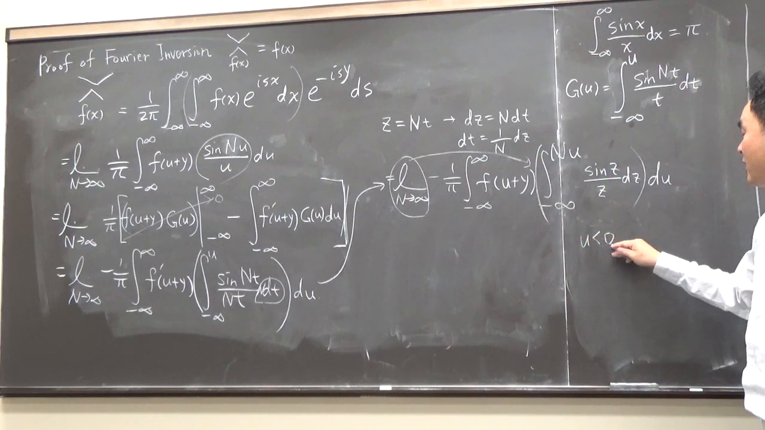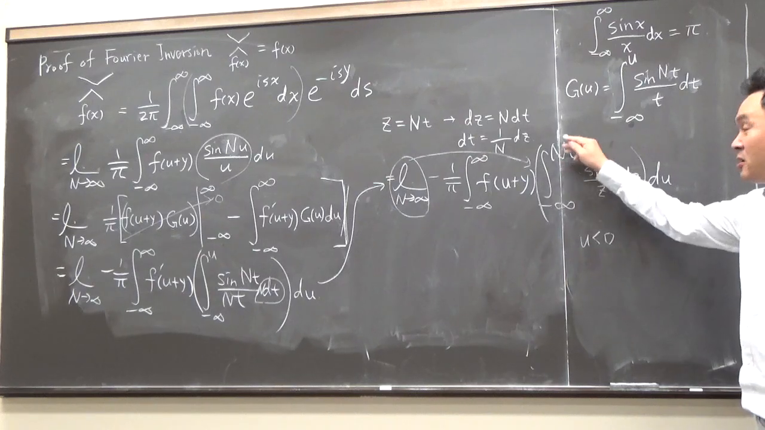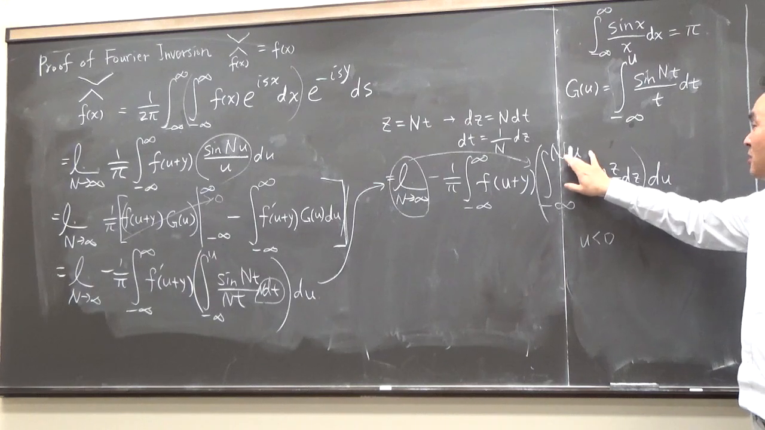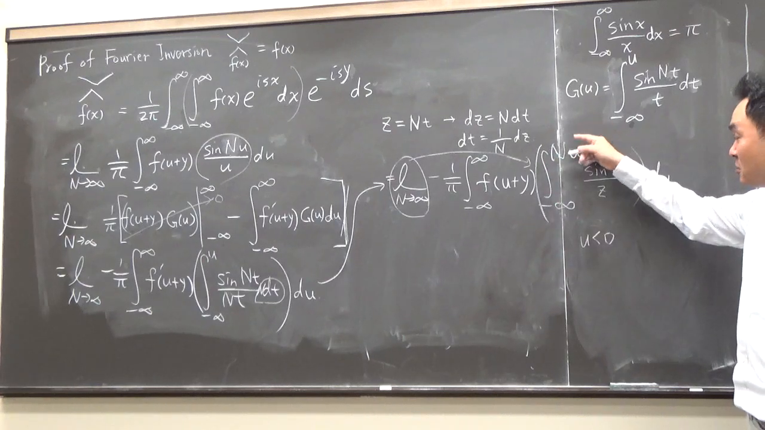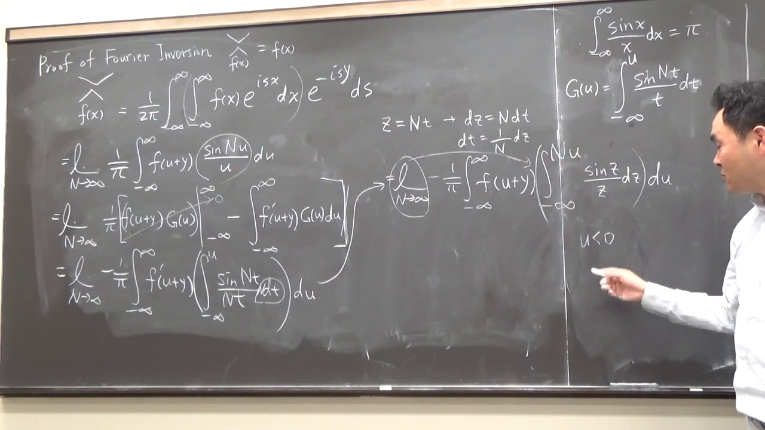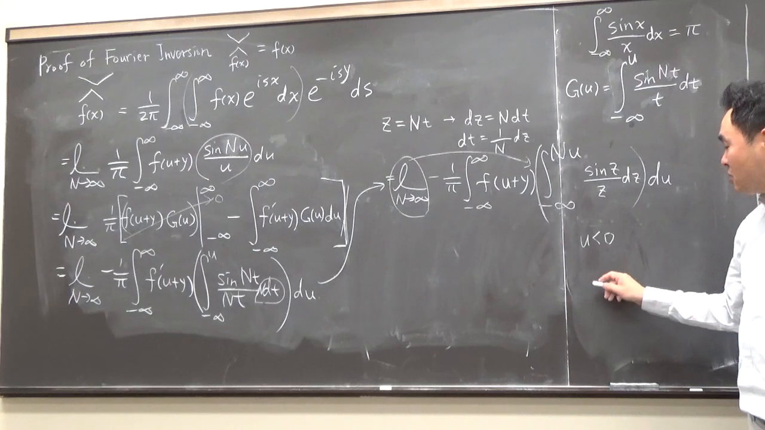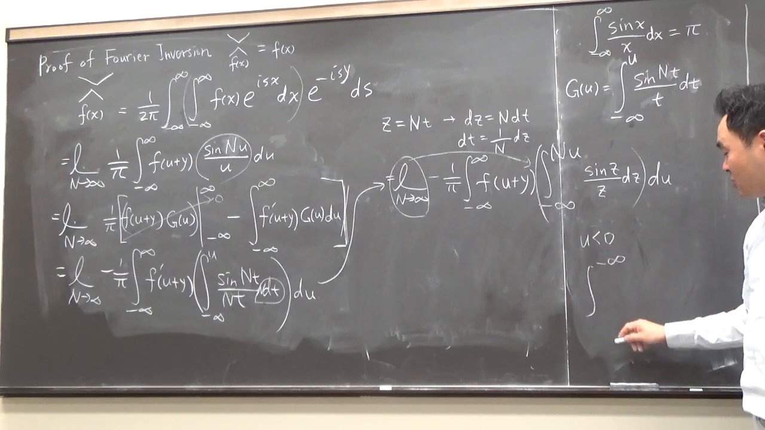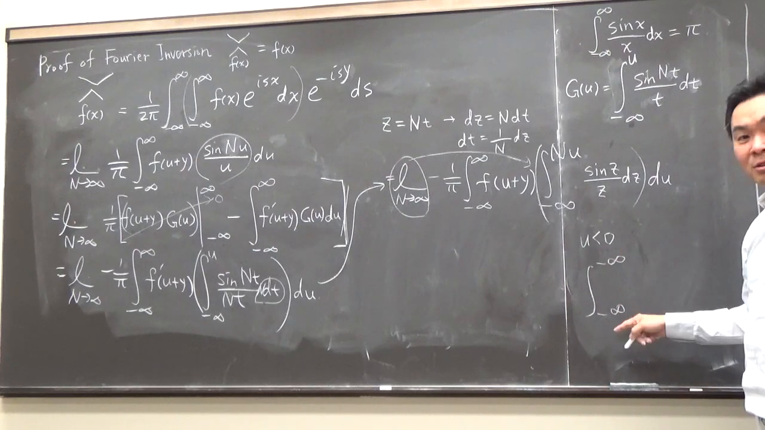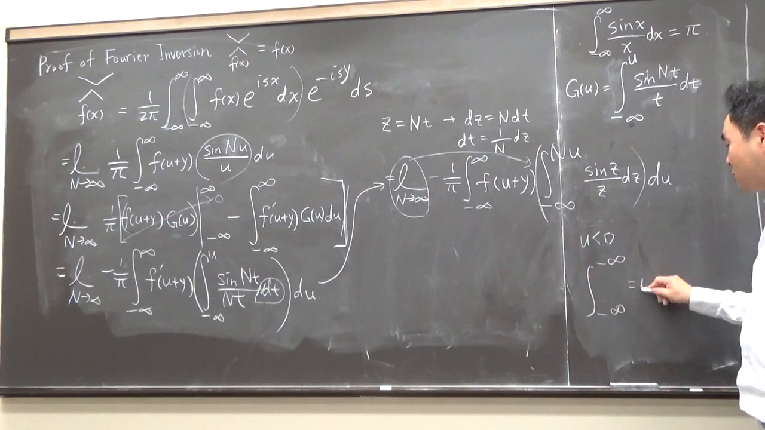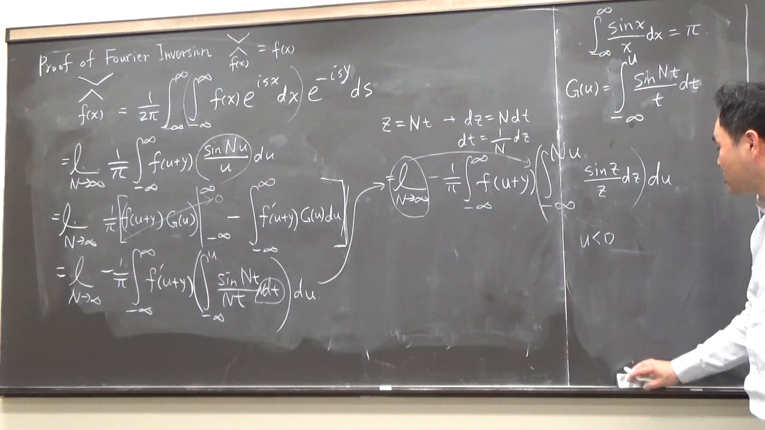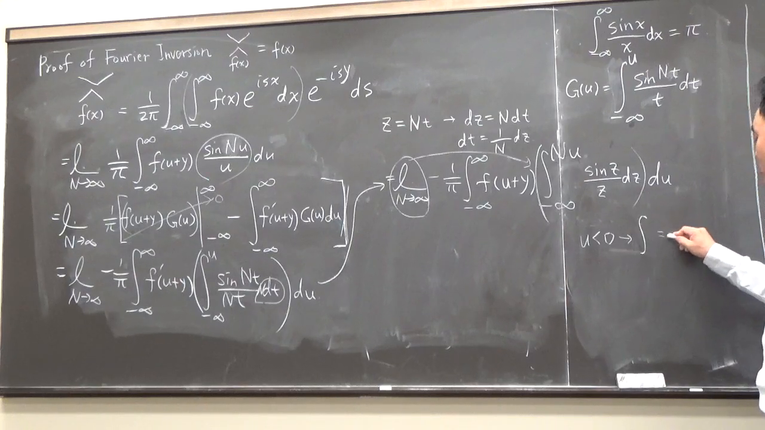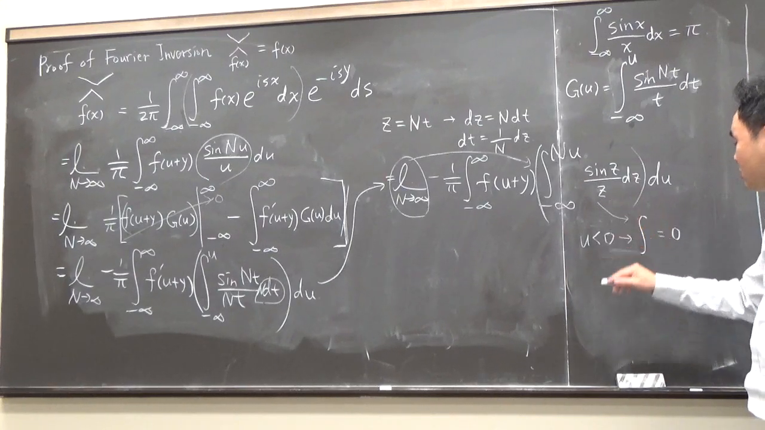If u is negative, like u is minus 1, then minus 1 times n would be negative n, and as n goes to infinity, this part would be negative infinity. So if you take the limit, you end up with negative infinity on the top and negative infinity on the bottom, but that integral will be 0 because the top and bottom are the same. So this integral will be 0.